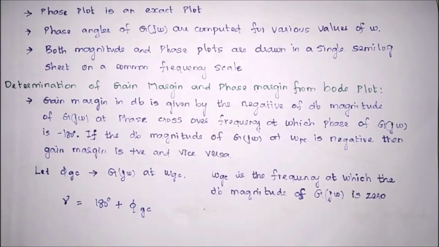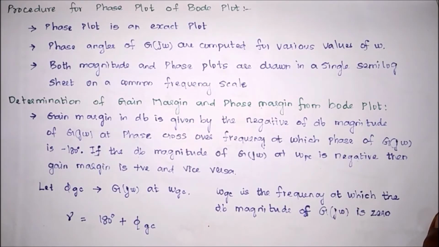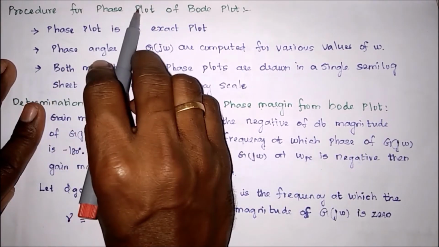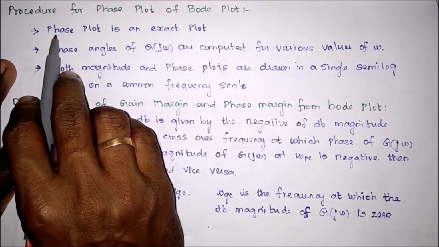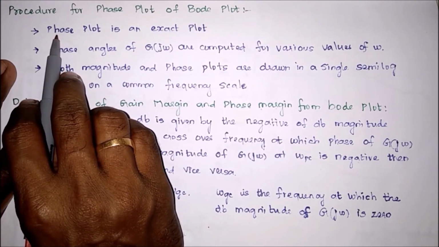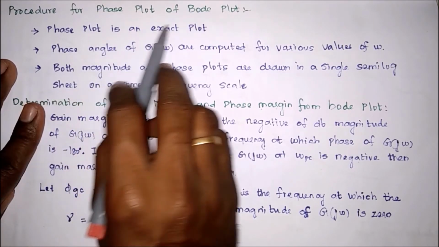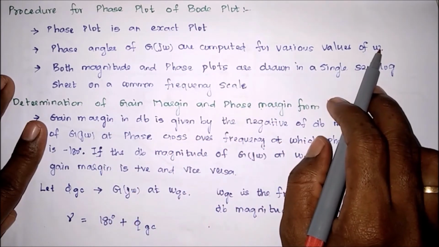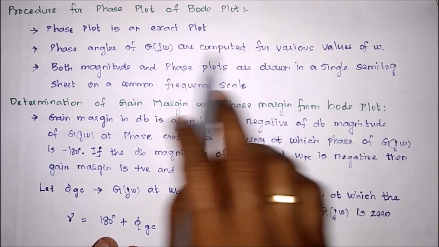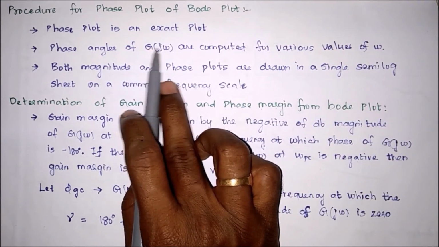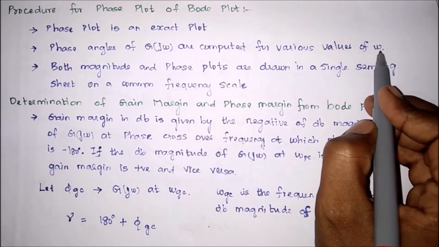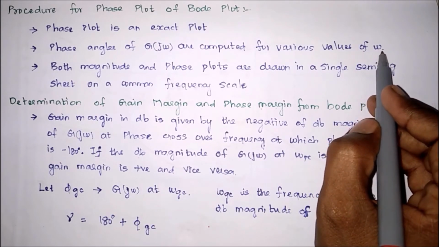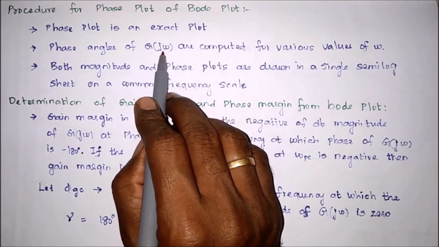Next we are going to see how to draw the phase plot for the Bode plot. While drawing a phase plot for a Bode plot, first we have to know the basic things. The phase plot is an exact plot. The phase angle of G of j omega is computed for various values of omega. So from the given problem we have to arrange, and after arranging that, we have to replace s by j omega. So we can consider various values of corner frequencies or various values of frequencies. Then for those frequencies the corresponding angle is to be calculated.